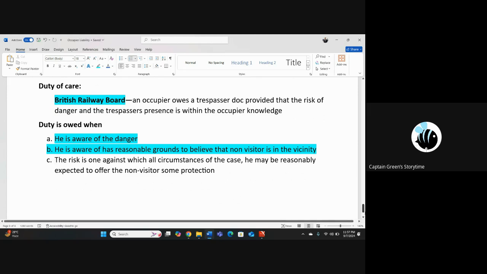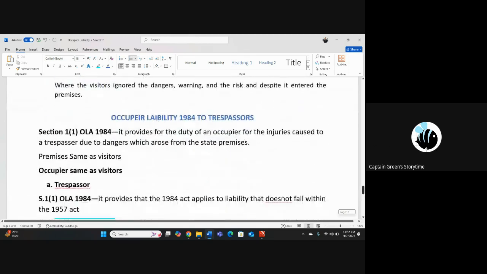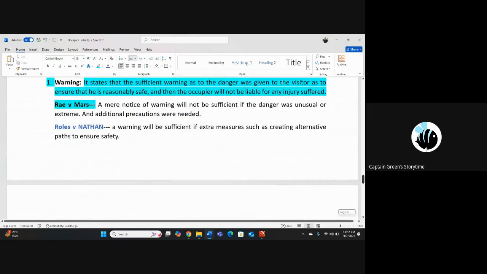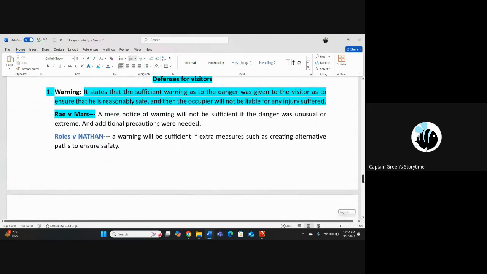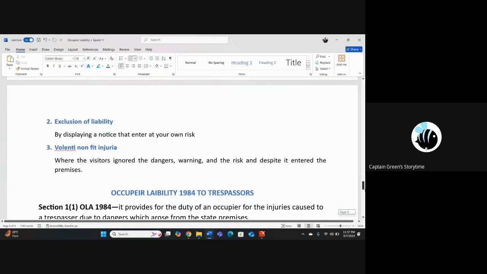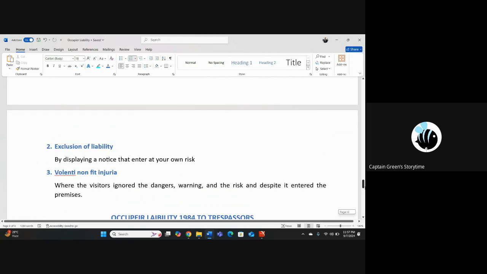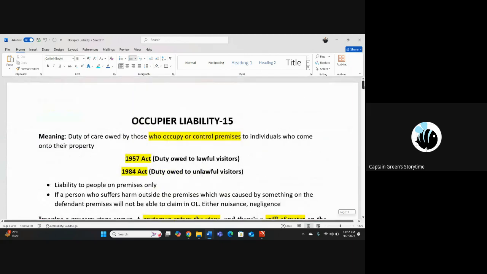Now, the defenses that apply would be the same as for the 1957 Act. The same defenses would apply for the warning and exclusion of liability, and the volenti non fit injuria defense would be applied here also. So far, we have finished the chapter of occupiers liability, chapter 15. We studied the two acts, the 1957 Act, which deals with lawful visitors, and the 1984 Act, which deals with unlawful visitors.